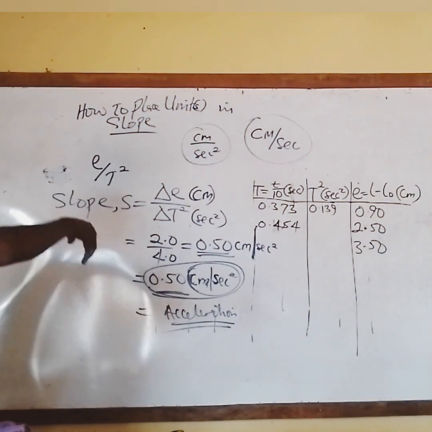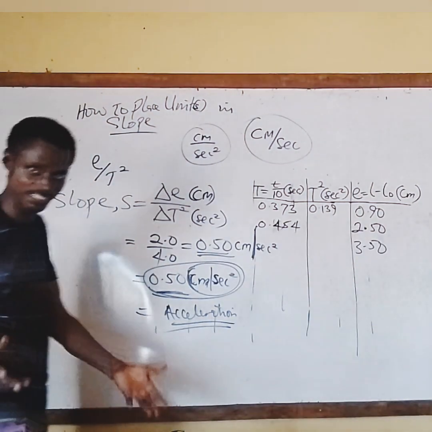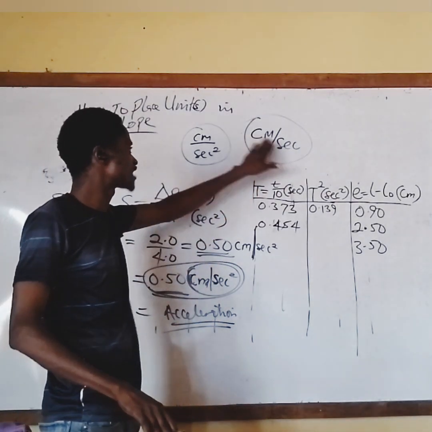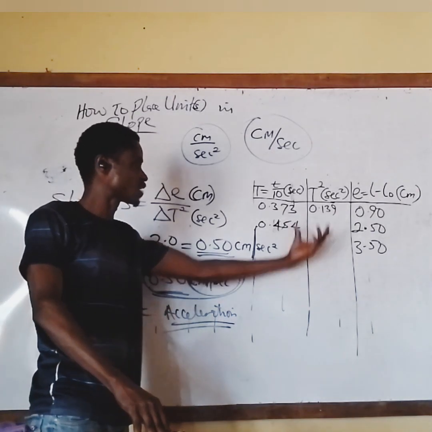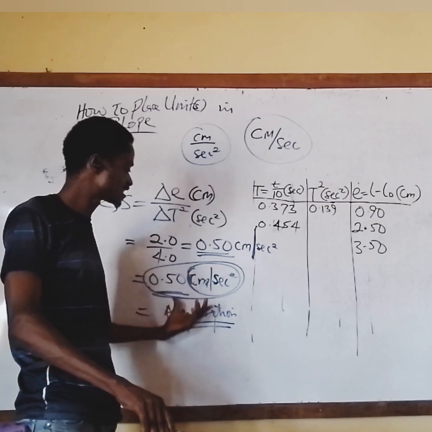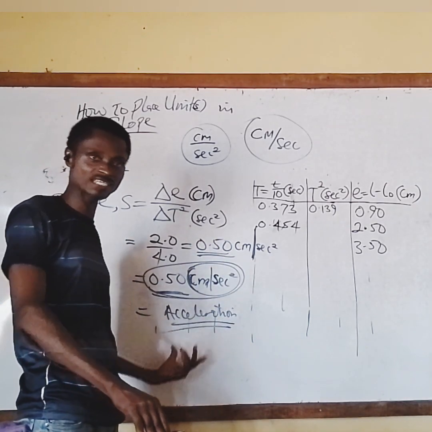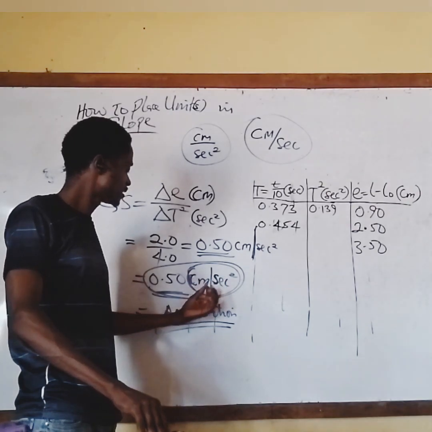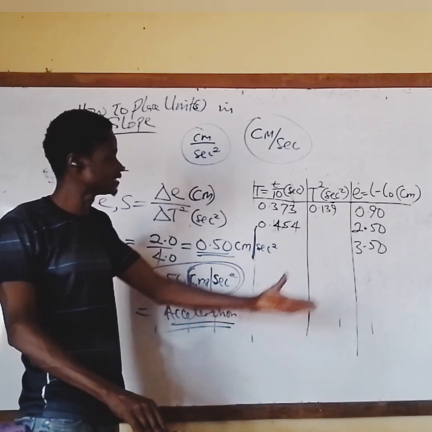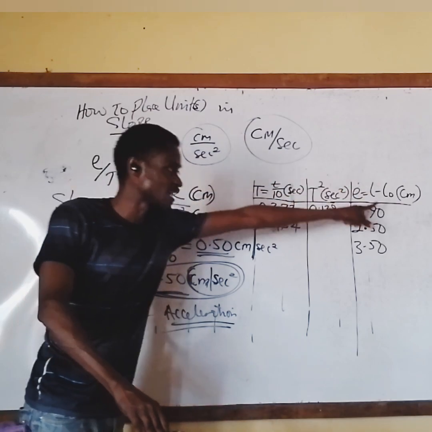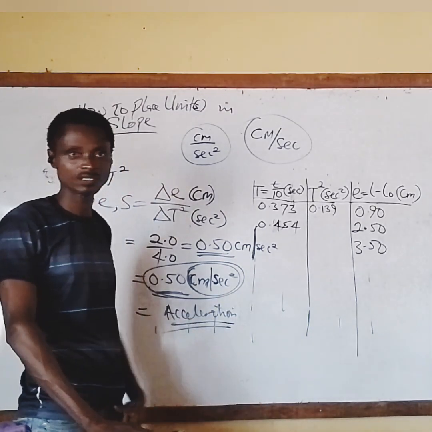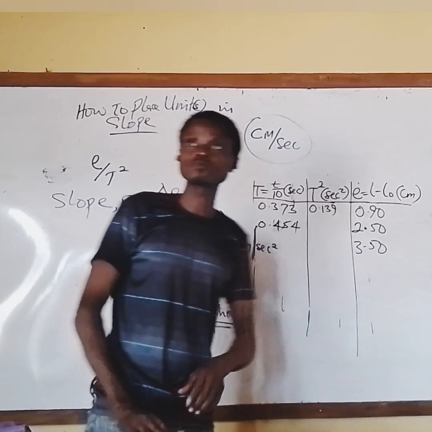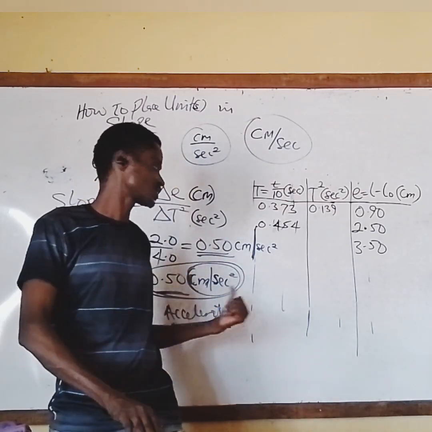Are you following me? Centimeter per second is the same thing as velocity. Meter per second is also the same thing as velocity. Do you understand that? So in this case, our slope is centimeter per second squared, which is acceleration. And in another way, if you are using it in terms of meter, as in the extension, it is going to be meter per second squared. And you should all know that the quantity bearing that meter per second squared is acceleration.